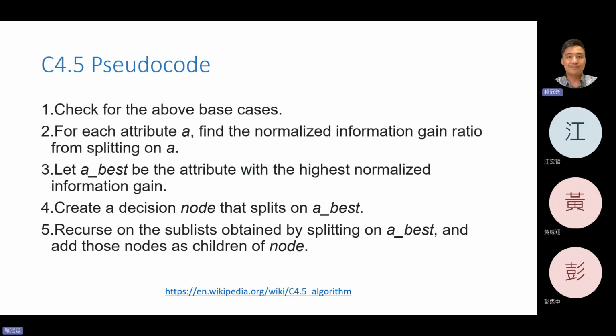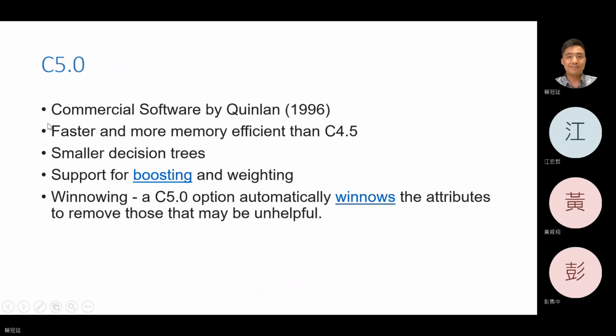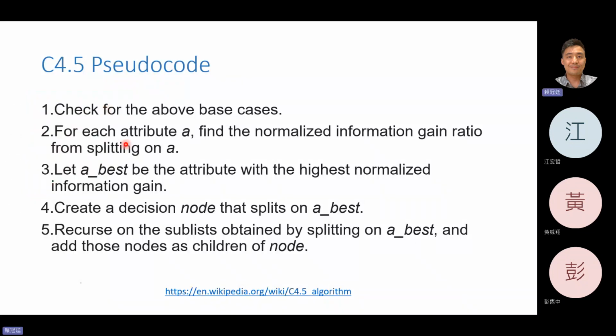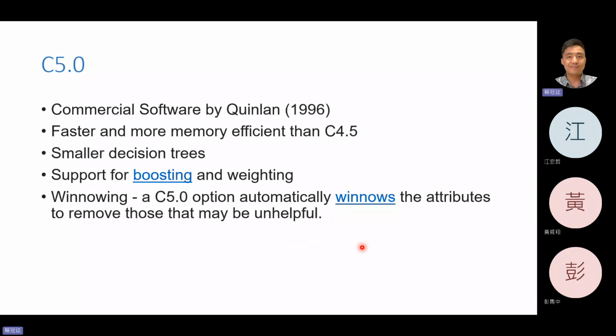Of course, it's more complicated, so I don't have time to show you all the algorithms. And actually, you got the idea. So just check the base case. And for each attribute, find the normalized information gain by splitting on that attribute. Find the best one with the highest normalized information gain, create a decision node, and recurse on the sublists to obtain a split. So it's a rough pseudo code. And it has a more powerful version, but it's a commercial version, with boosting and weighting.